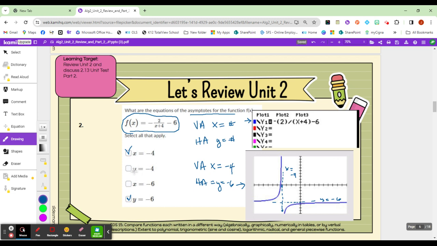They're going to try to trip you up with some of the other answers. That's why it's important that you know vertical equations are always x equals a number, and horizontal equations are always y equals a number.